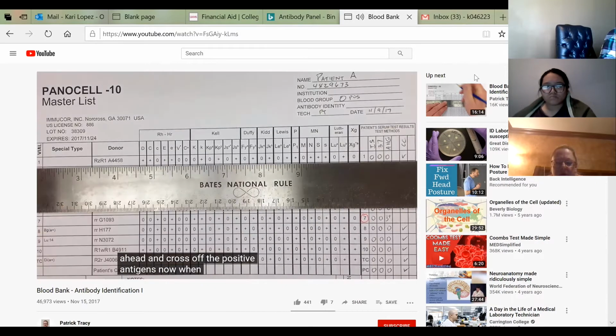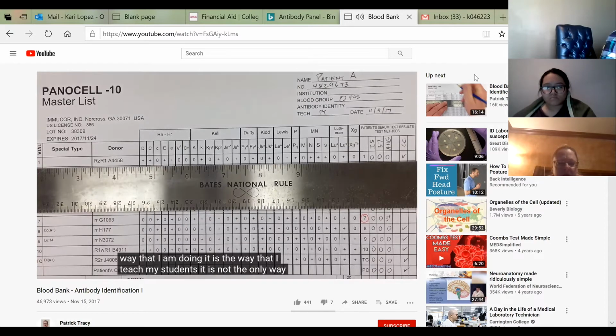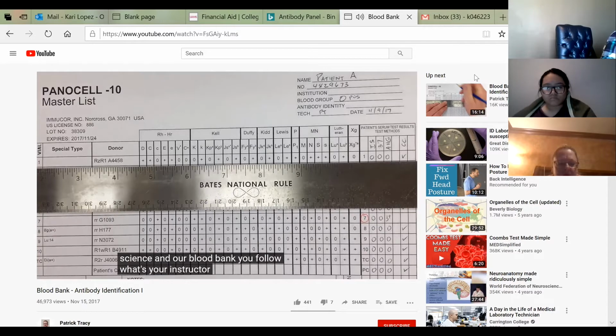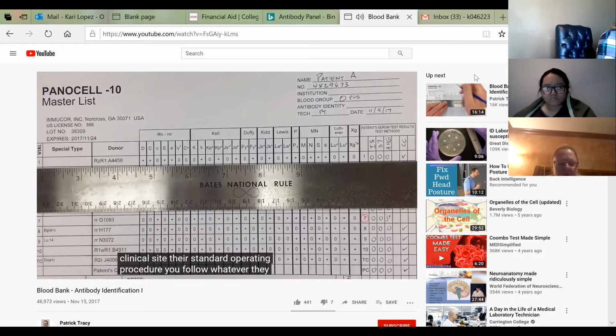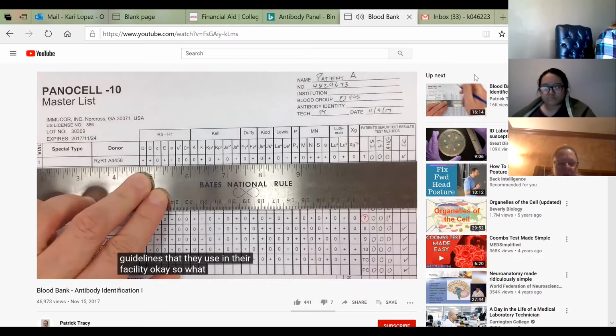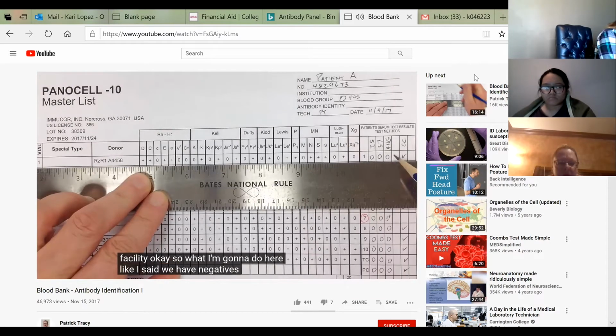Now, when it comes to how you cross out the antigens, there are different attitudes and methodologies and procedures for how to do this. So the way that I am doing it is the way that I teach my students, and it's not the only way. So if you are a student of laboratory science in our blood bank, you follow your instructor or the clinical science standard operating procedure. You follow whatever guidelines they use in their facility. Okay, so what I'm going to do here, like I said, we have negatives over here. I'm going to cross out the positives.